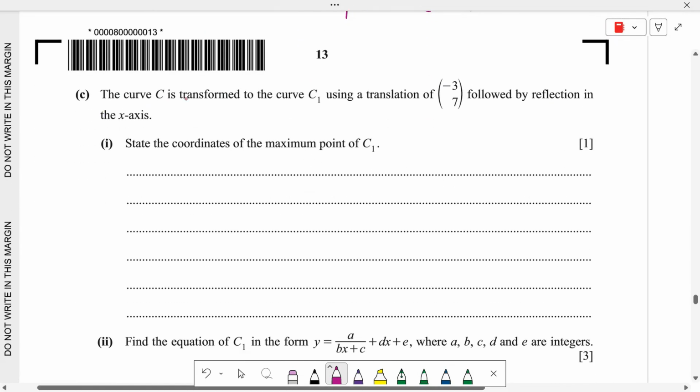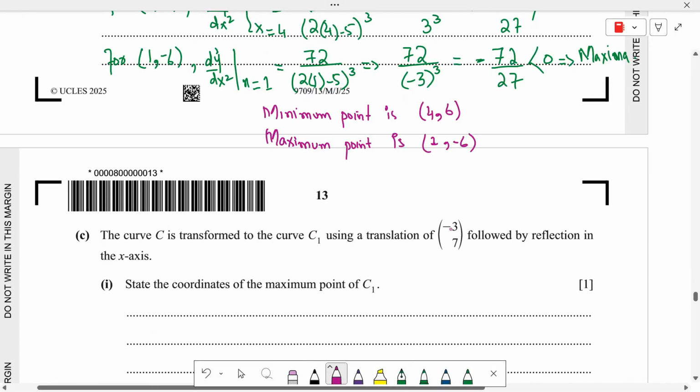The curve C is transformed to C1 using the translation of (-3, 7), followed by the reflection in the x-axis. We need to find the maximum point of C1.